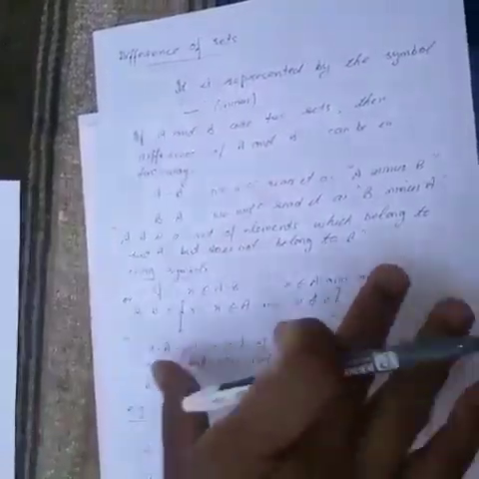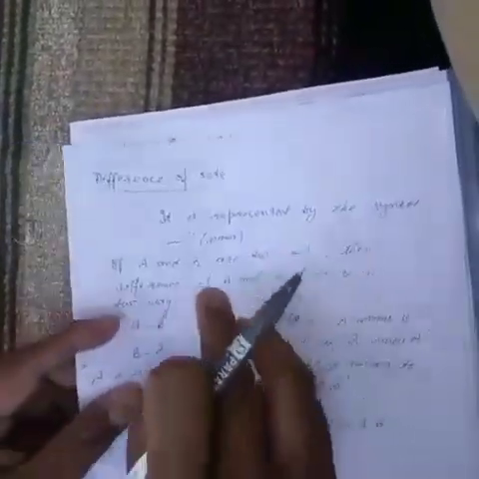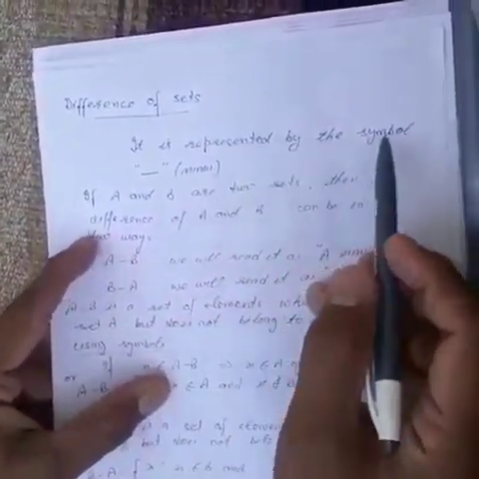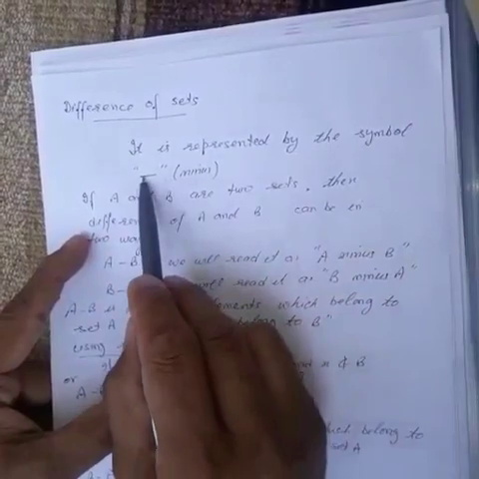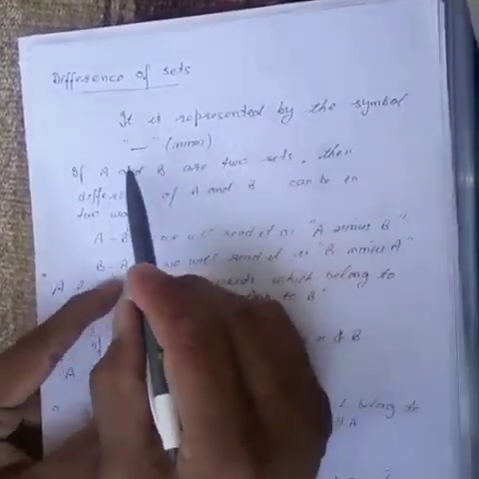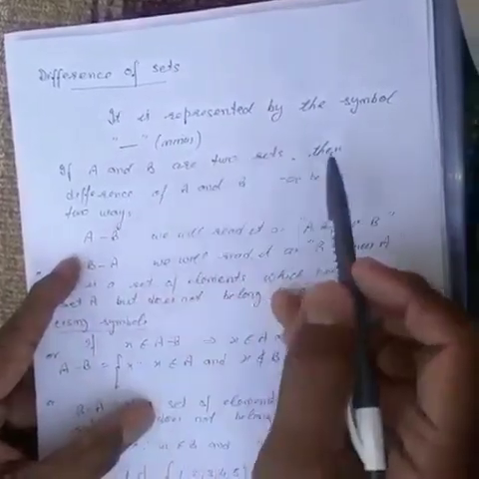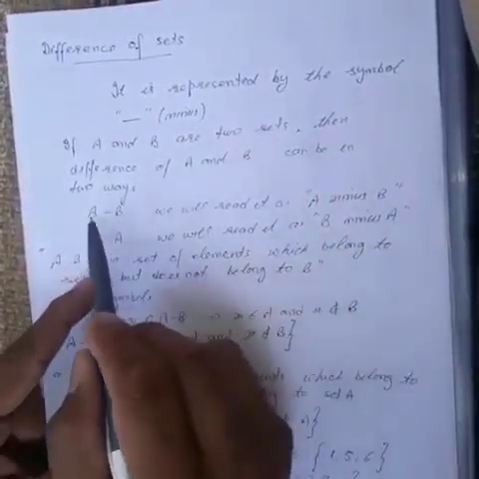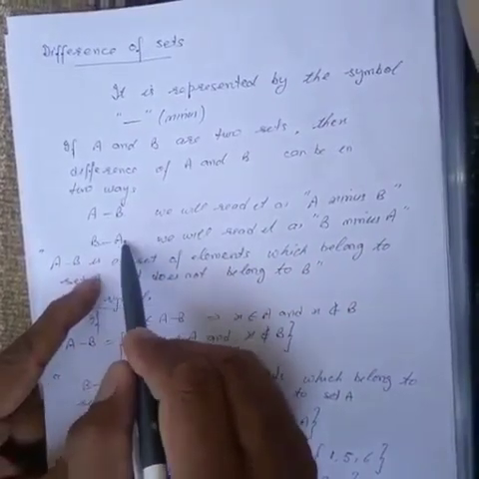Now next is difference of the sets. Difference of the sets is represented by the symbol minus, as we write minus for the real numbers. So if A and B are two sets, then the difference of A and B can be written in two ways, either A minus B or B minus A.